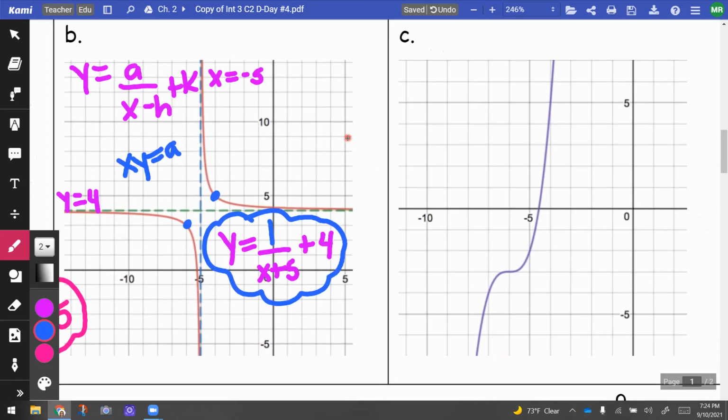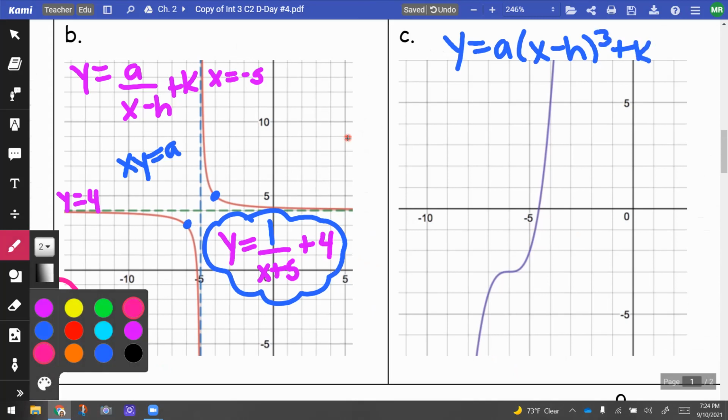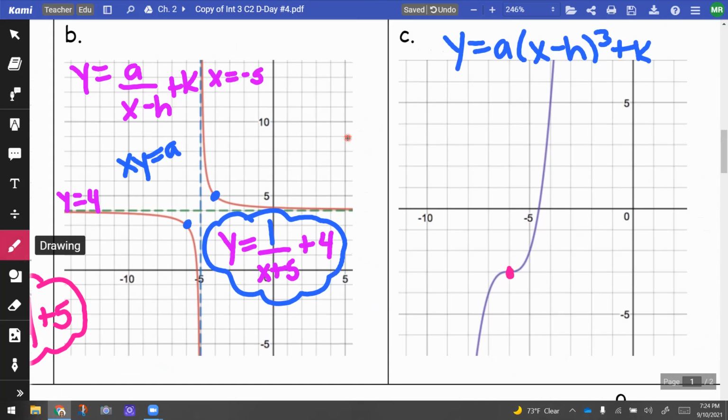Okay, on C, this is going to be y equal a times the quantity x minus h cubed plus k. And we need to look to see where our inflection point is, and that's going to be here, because that's where it's changing from being concave down, we say, to concave up. And that particular point's at -6, -3. So this is -6, -3. That's going to be my h and k.